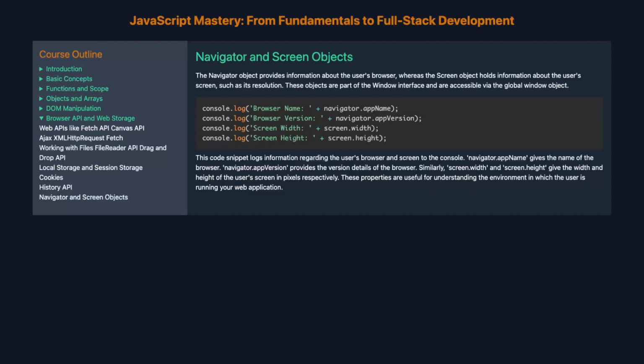This code snippet logs information regarding the user's browser and screen to the console. Navigator.appName gives the name of the browser. Navigator.appVersion provides the version details of the browser. Similarly, screen.width and screen.height give the width and height of the user's screen in pixels respectively. These properties are useful for understanding the environment in which the user is running your web application.